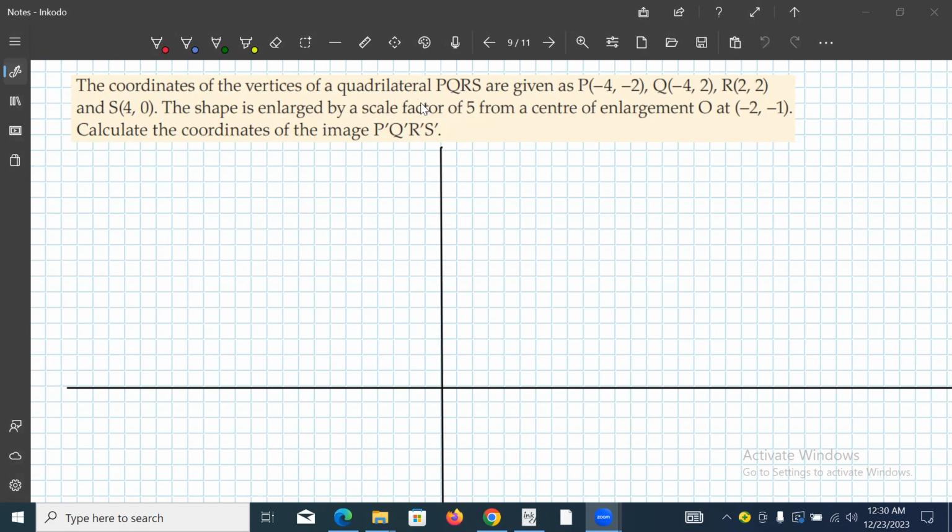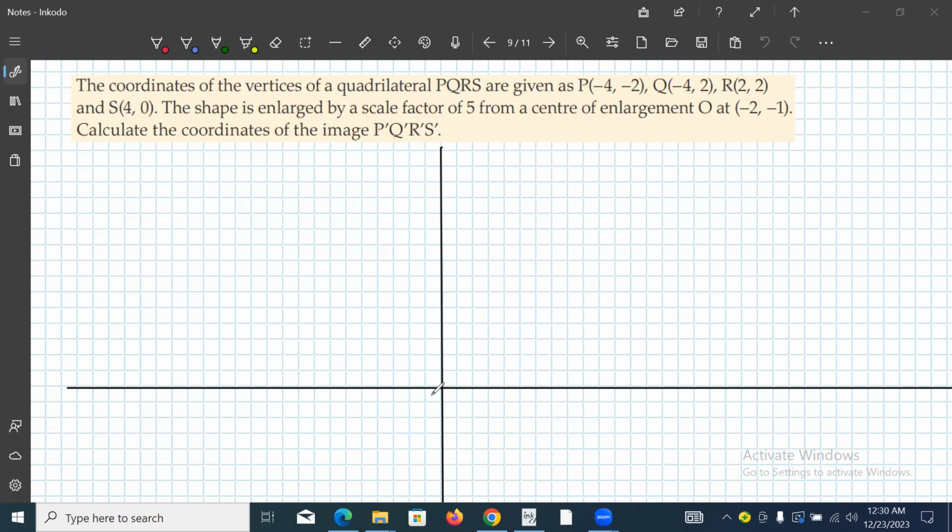That is the good thing, we can find it easily. And remember that if the center of enlargement is not given, we will try in the next question how to find the center of enlargement when the image and object are given. So how to find the center of enlargement and calculate the coordinates of image P dash, Q dash, R dash, and S dash. I will consider every small box or square equal to 1. Let's see here.